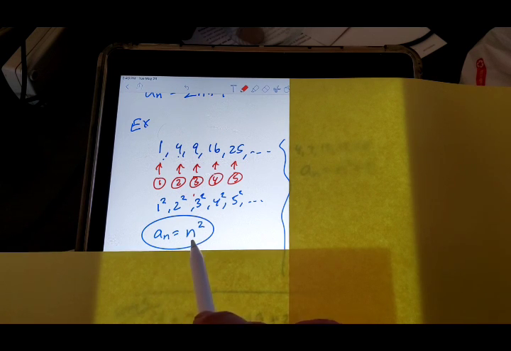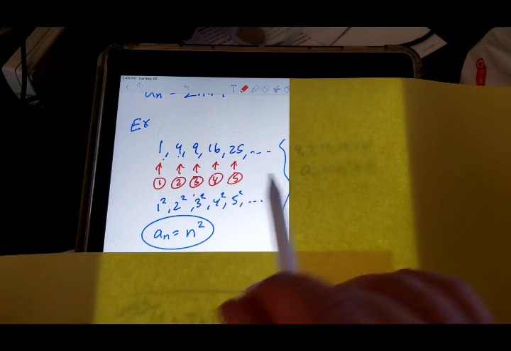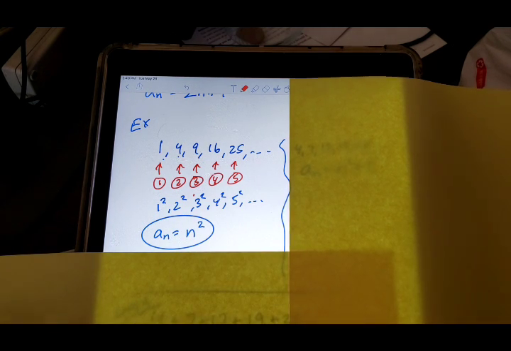So this is the formula. When you put in 1, you get 1 squared. When you put in 2, you get 2 squared. It has to do with the formula and the position in the list. All right. And then what did I do?